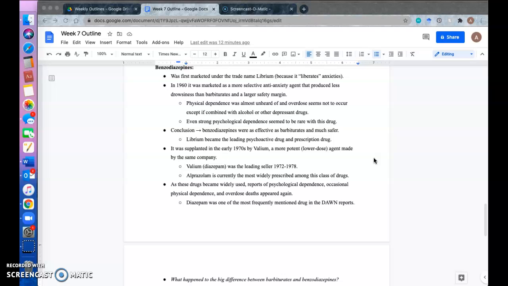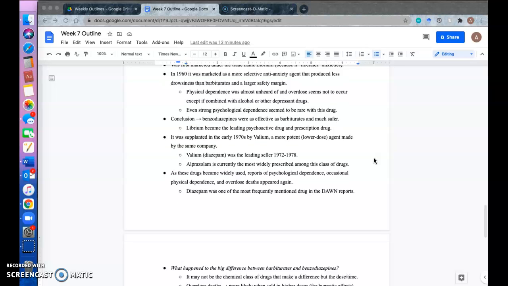The conclusion was that benzodiazepines were as effective as barbiturates and much safer. Librium became the leading psychoactive drug and prescription drug. It was supplanted in the early 1970s by Valium, a more potent and lower dose agent made by the same company. Valium, or diazepam, was the leading seller from 1972 to 1978. Alprazolam is currently the most widely prescribed drug among this class of drugs.